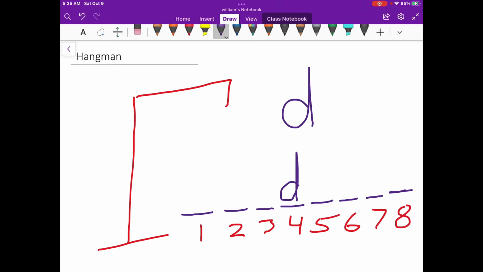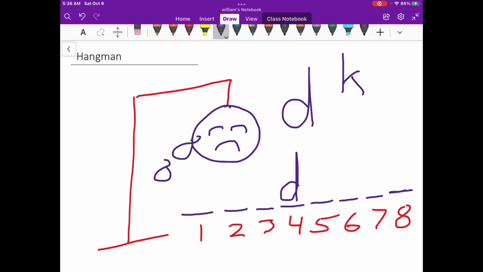Now, if the next student said, is there a K? Again, I would put the K, and usually at the top of the board. This board is not that big here. And then in this case, I would say, no, there isn't. And when that happens, I'd start singing, dun, dun, dun, dun, dun, while I draw the first body part. I would do a little frowny face like this, and then I may draw some tears, go, oh, no, like this, and draw some tears just like this.